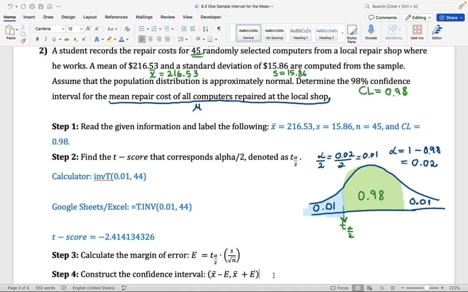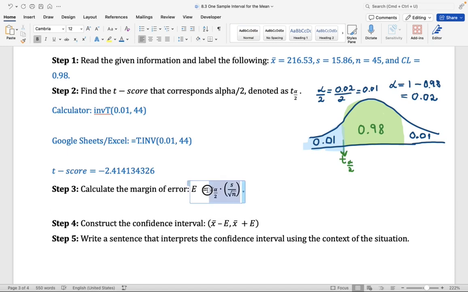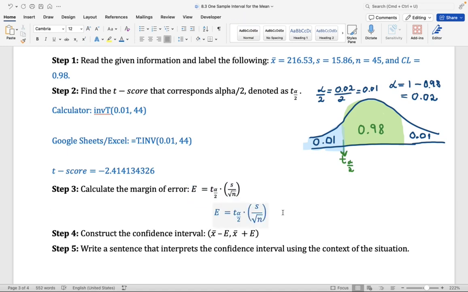Okay? So now that you have the t-score, you are done with the hard part, because in step 3, we're going to be computing the error. We have a formula for the error. We're going to take the formula, and instead of writing t alpha over 2, we're going to replace this value with the t-score that we found. Let me go ahead and copy that t-score. Again, this value here, the t-score corresponding to alpha divided by 2, is the t-score that we found. Now here, instead of writing s, let's go ahead and write the value of s that was given to us.